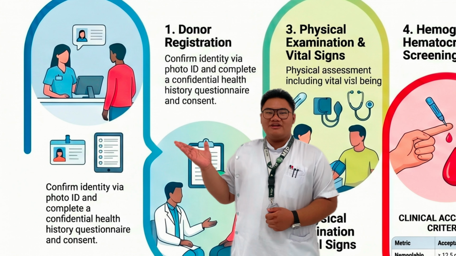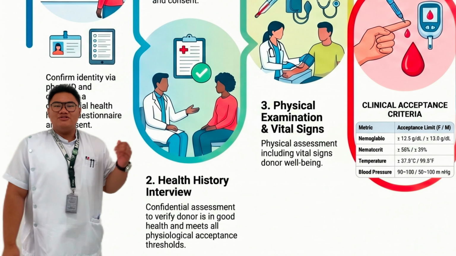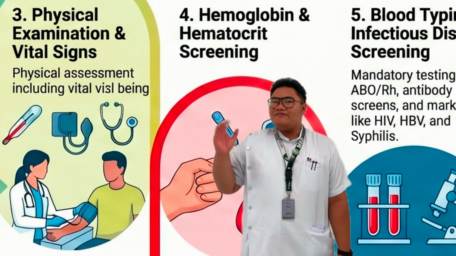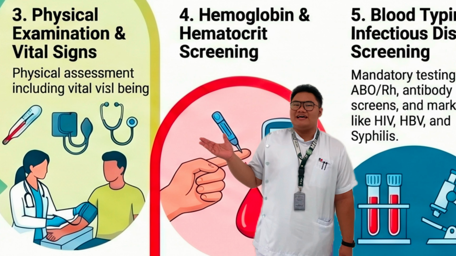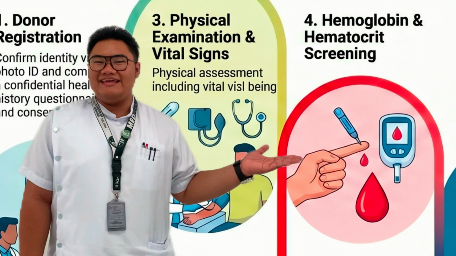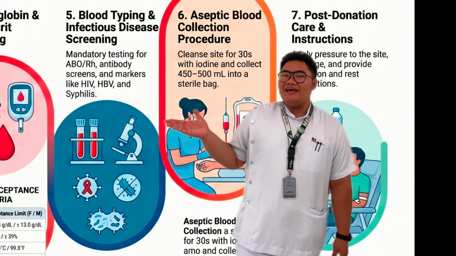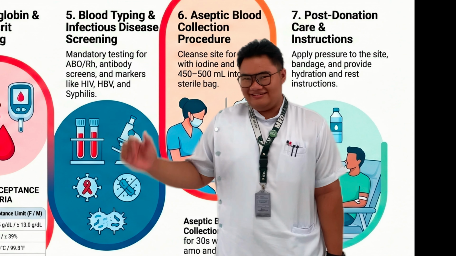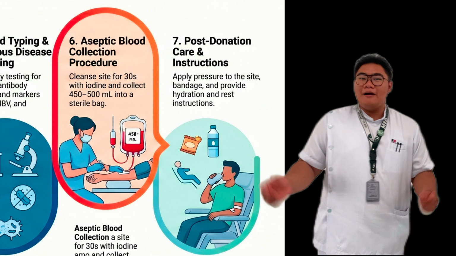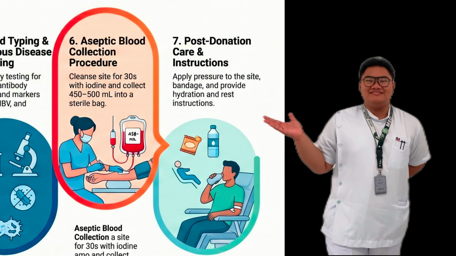protocol. Let us walk through the introduction steps, which will involve the following: donor registration, donor interview and history taking, physical examination and vital signs assessment, hemoglobin hematocrit screening, blood typing and required screening tests, blood collection procedures, and lastly, post-donation care and instructions.